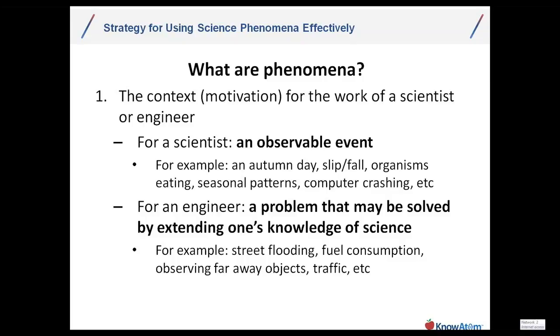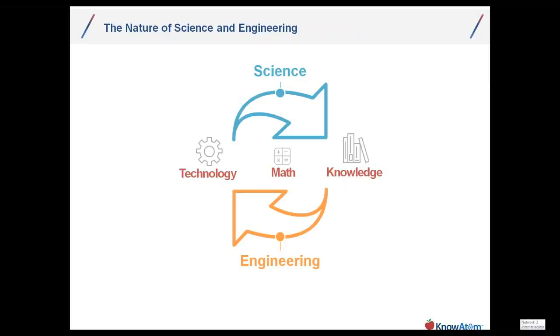Engineers are trying to solve problems by using their knowledge and prototyping. The reason this is important is that scientists and engineers have different motivations. The context that motivates them, the context that they work within, are nuanced and different, and they connect to what's called the nature of science and engineering. And so the nature of science and engineering is interconnected.